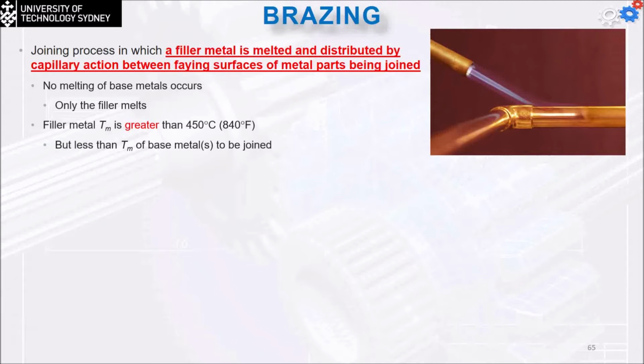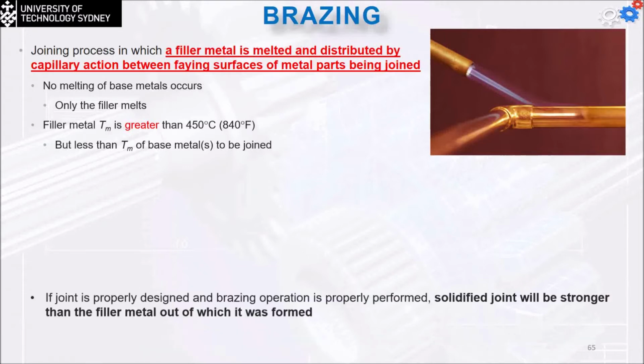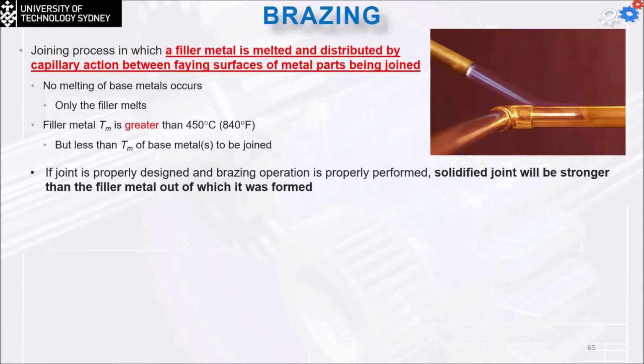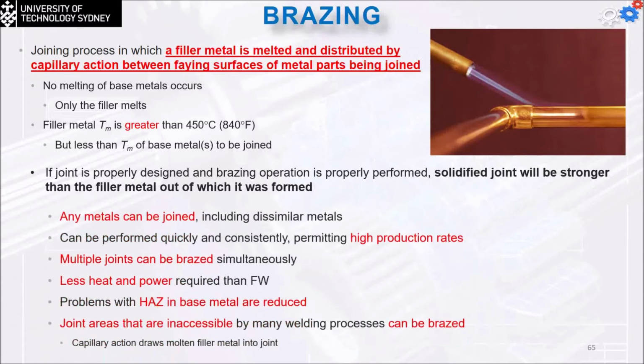Less heat and power are required than fusion welding because the melting temperature is lower. The problem with the heat affected zone in the base metal is reduced but not eliminated. And joint areas that are inaccessible to many welding processes can simply be brazed because of the capillary effect.